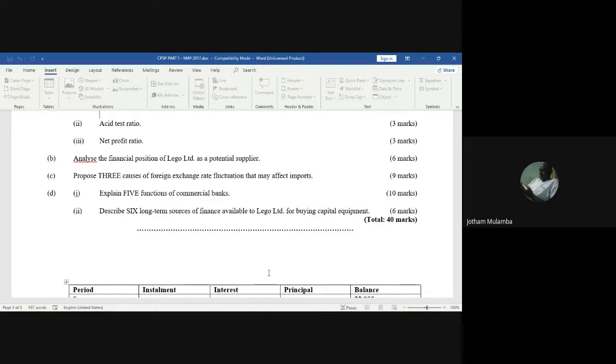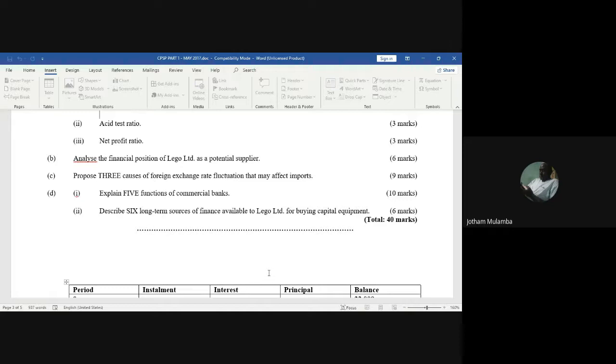Is there another you have encountered before we discuss the last question? If there's none, let's look at question number 6, part D. Describe 6 long-term sources of finance available to Lego Limited for buying capital equipment. So mention the ones you know, then I'll also add you others.